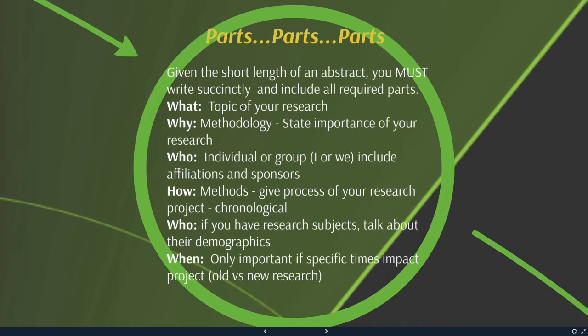So what are the pieces? Parts, parts, parts. Given the short length of your abstract, and 250 words, it does look like a lot when you see it written out, but that is very short when you're talking about a longer research paper or project. So you have to write succinctly, and you really do need to include all of these parts because this is what committees are looking for.